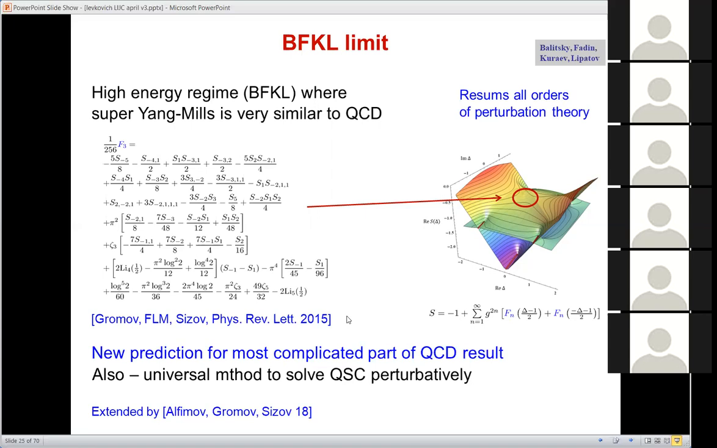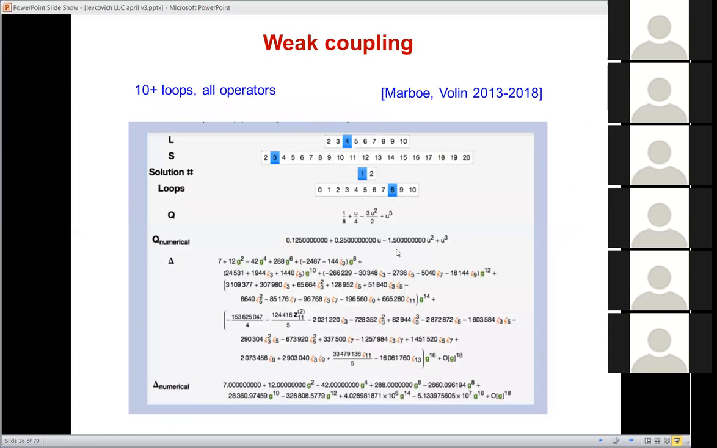Yeah, so then a couple of years ago, this calculation was extended to more general BFKL observables, which were also independently confirmed from the field theory. So another highlight is, of course, a weak coupling computation by Marboe and Volin in a series of papers.